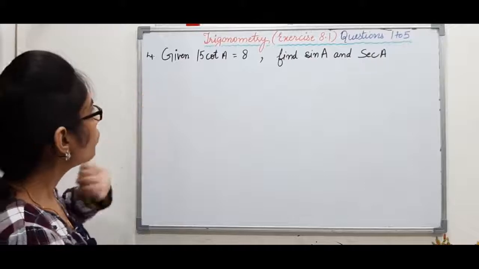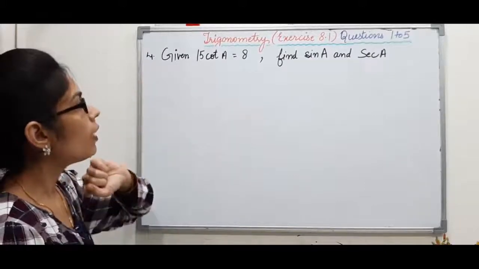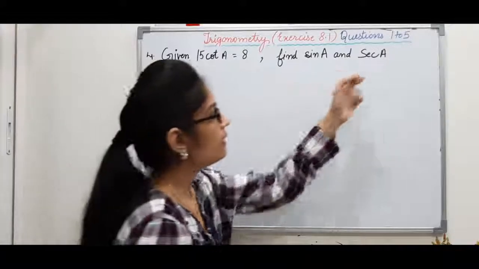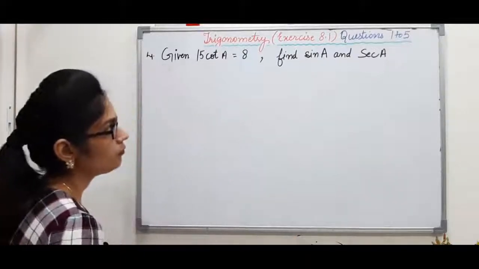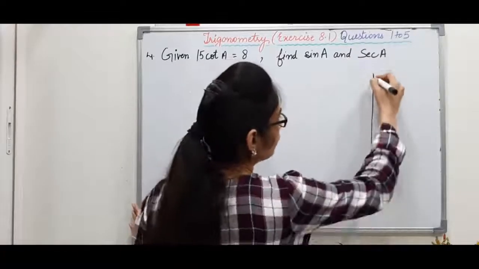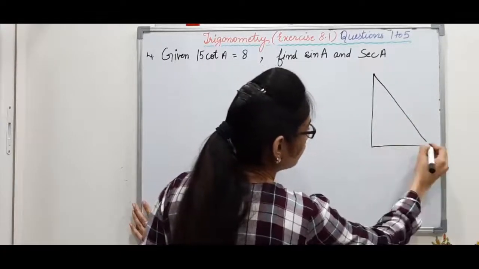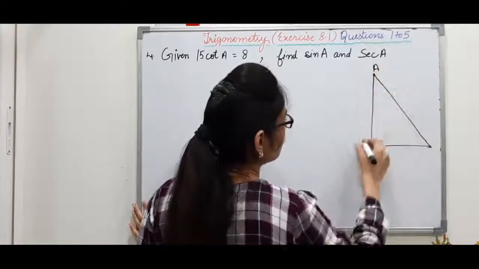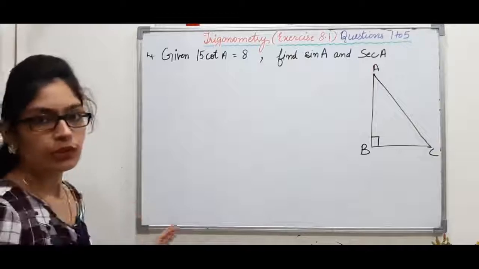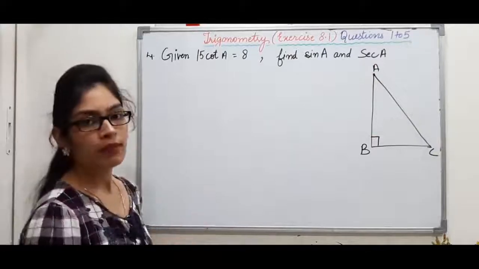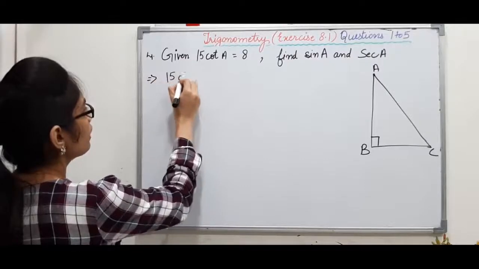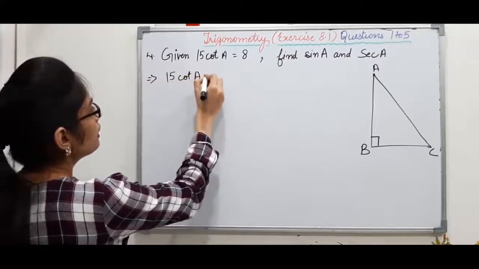In question number 4, it's given 15 cot A is equals to 8, and we have to find sin A and secant A. So same thing, first of all we have to draw one right angled triangle. So let's draw one triangle ABC which is right angled at B. Now this question is very much similar to the previous question. The only thing here they have written 15 cot A is equal to 8.